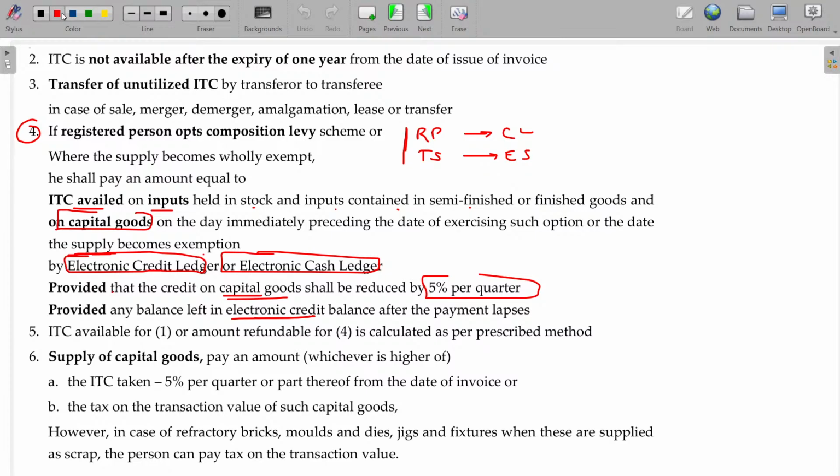Now, ITC is not available after expiry of 1 year from the date of issue of invoice. You got the tax invoice, but you failed to claim that within 1 year. Thereafter, you don't have the option to claim at all.